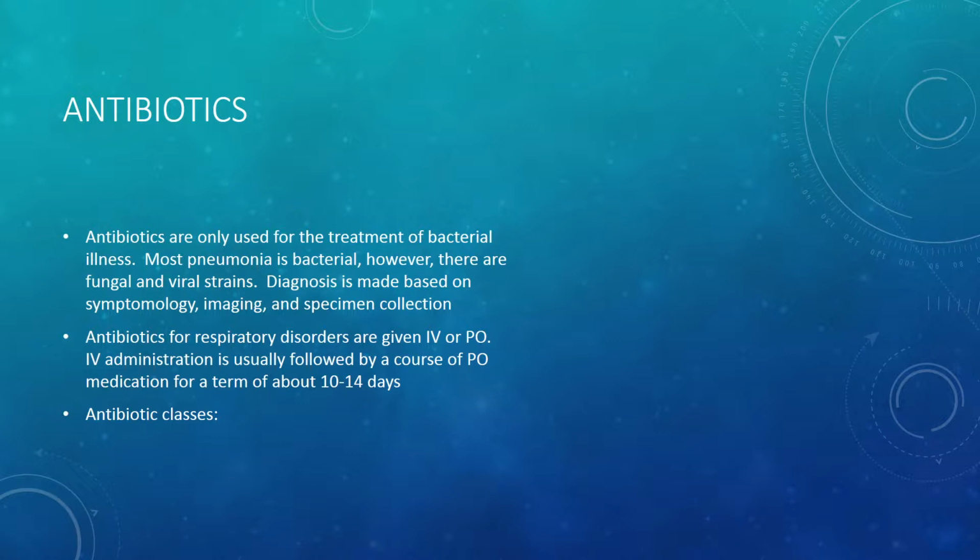So before we have our specimen results, we're going to begin empiric treatment, where we're going to give the most likely drug that's going to affect the organism. Once we get that sensitivity back from our specimen collection, we might change to a more sensitive antibiotic for the treatment of that bacteria.